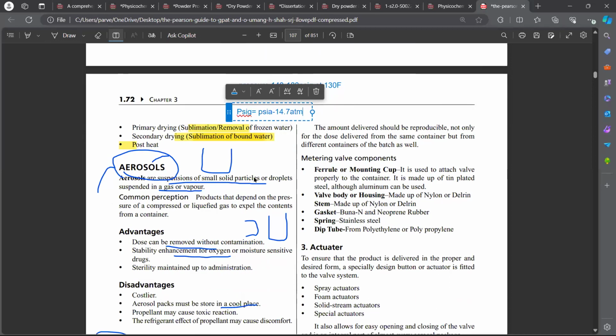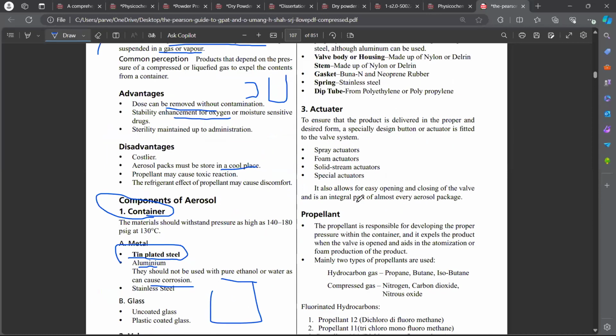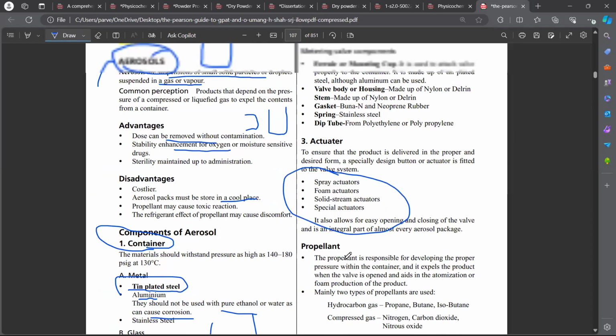Mainly, the aerosols have many components. The aerosols can be of space spray, surface coating spray, or foam spray. So in the form of different sprays, the drug component can come out.